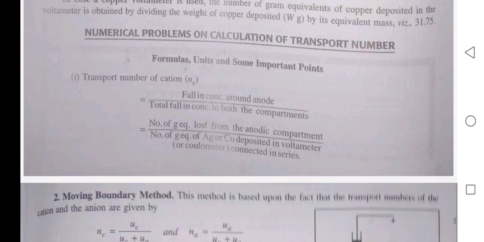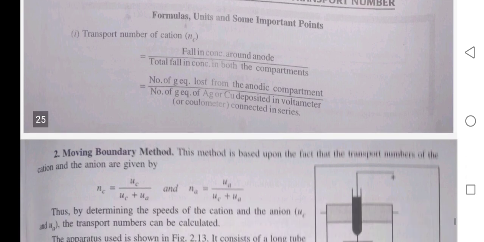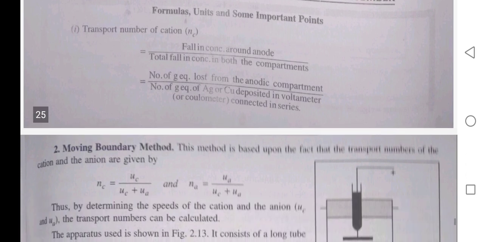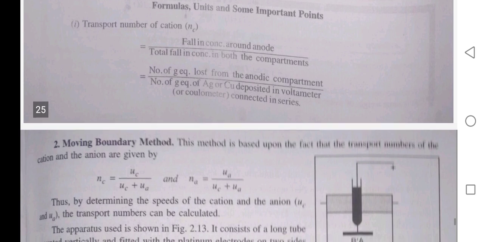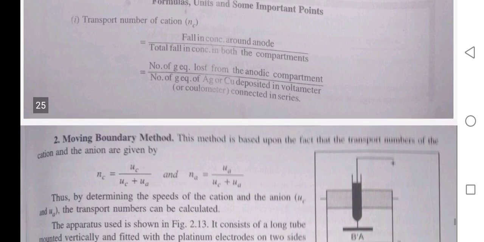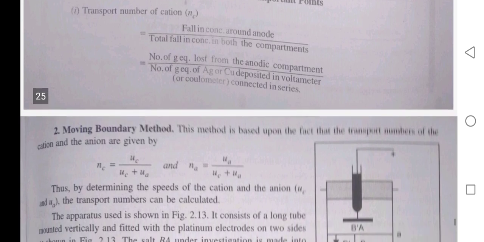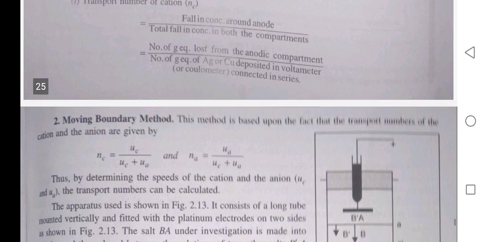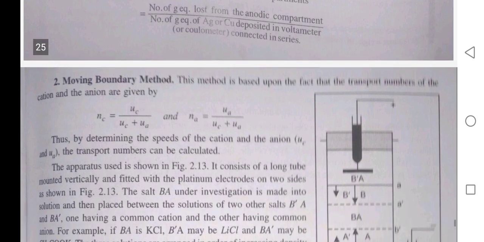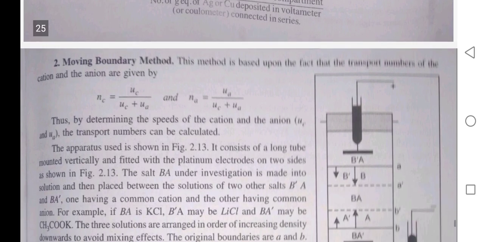Formula: transport number of a cation Nc is equal to the fall in concentration around the anode upon the total fall in concentration in both the compartments, or transport number of cations is equal to the number of gram equivalents lost from the anodic compartment upon the number of gram equivalents of Ag or Cu deposited in the voltameters or coulometer connected in series.